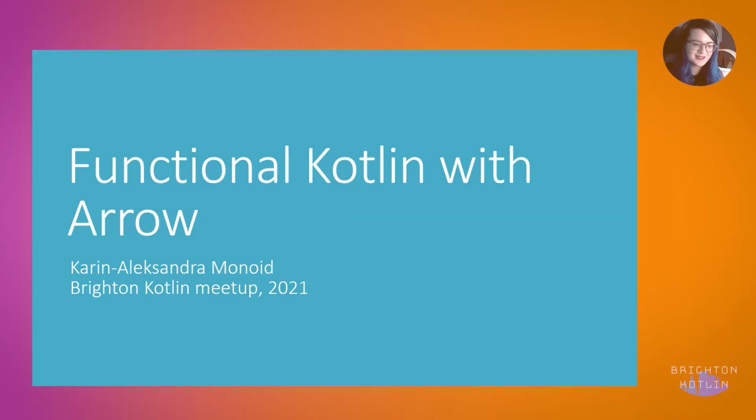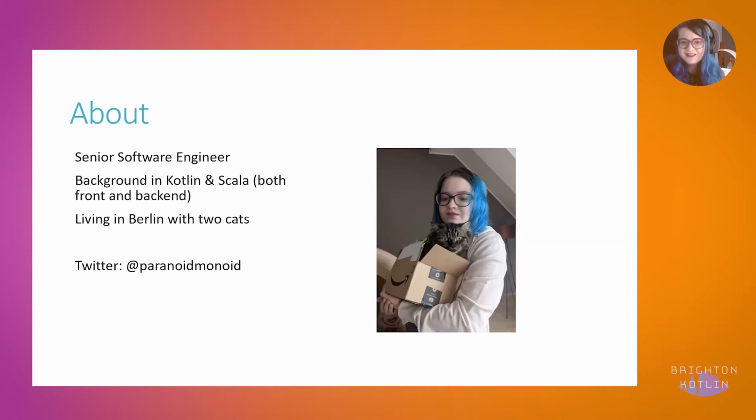So let me introduce myself a bit. My name is Karin. I'm a senior software engineer, and I have a background in your favorite languages, in Scala and Kotlin, especially Kotlin, and even on front end. So I have a lot to talk about, but today we are going to talk about functional Kotlin. Currently I'm residing in Berlin, so I'm here in Brighton remotely, which I could visit someday. And yeah, I have 2 cats, and you can follow me on Twitter, GitHub, and any other social networks by the nickname listed on the slide.